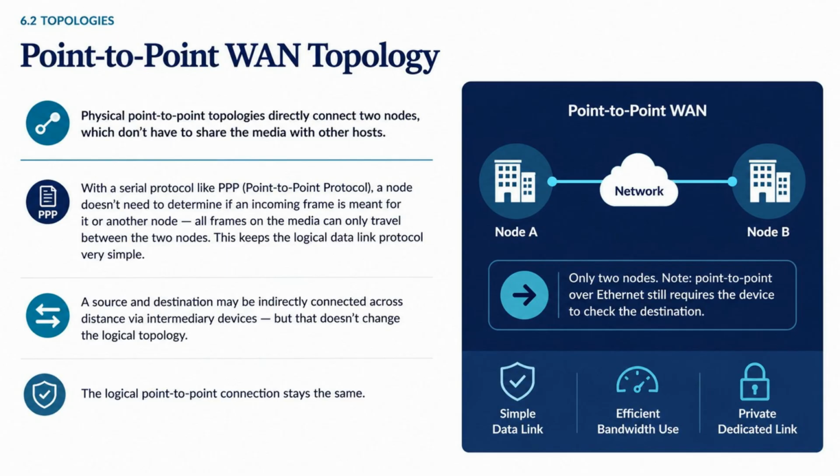3 WAN physical topologies shown on screen. Point-to-point, simplest, most common, a permanent link between 2 endpoints. Hub and spoke, a WAN version of star. A central site connects to branches, but branches can't reach each other directly. And mesh, every device connects to every other. High availability, but high administrative and physical cost. A hybrid mixes these, like a partial mesh.